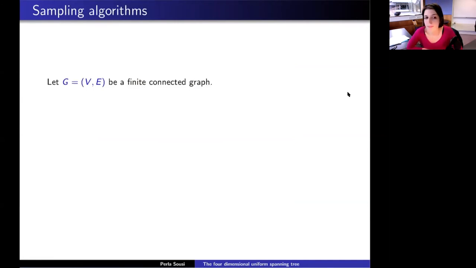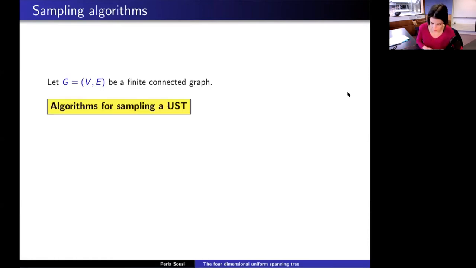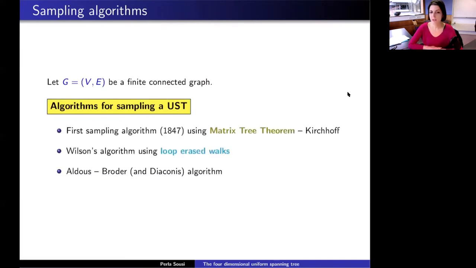Okay, so now I would like to tell you a little bit about sampling algorithms. So suppose that we have a finite connected graph G, and we would like to sample a uniform spanning tree of G. So there are various algorithms. The first one goes back to the matrix tree theorem, because as I said before, this gives you a way to count the uniform spanning trees of a graph. So in particular, it gives you a way of generating a uniform spanning tree.